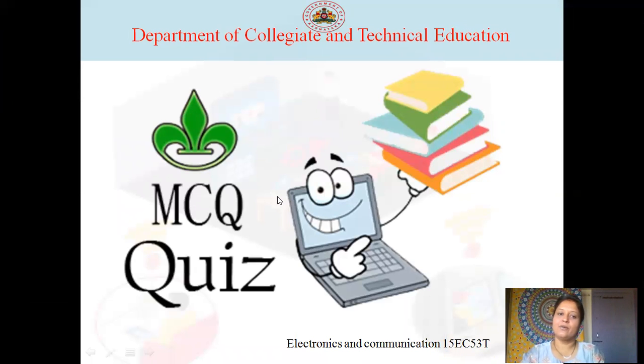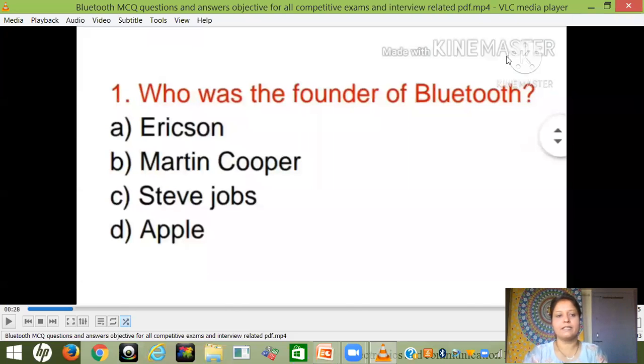Okay, students. Now let us move on to the MCQ quiz here. Okay, starting with the first question. Who was the founder of Bluetooth? Yes, try to answer this question. Option A, option B, option C and option D. Who was the founder of Bluetooth?